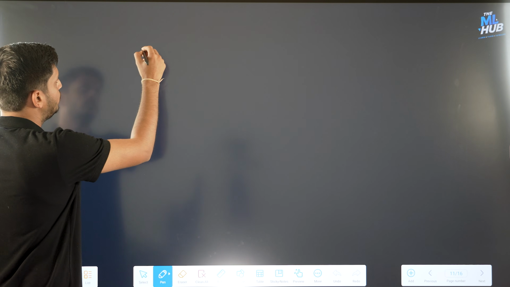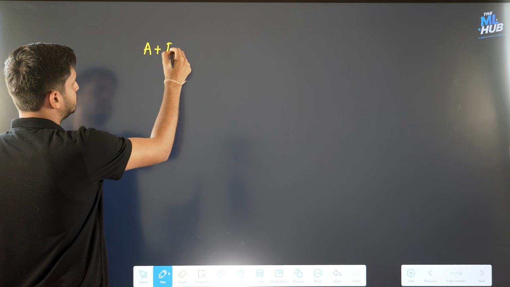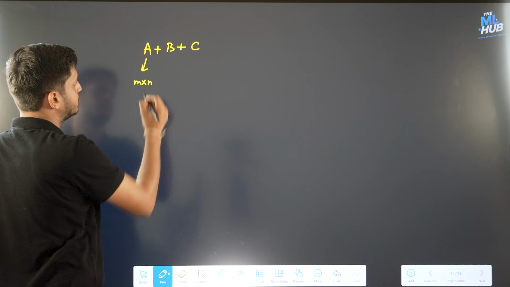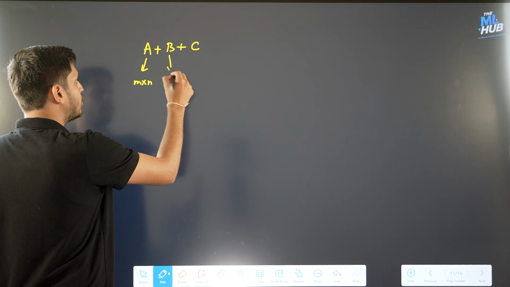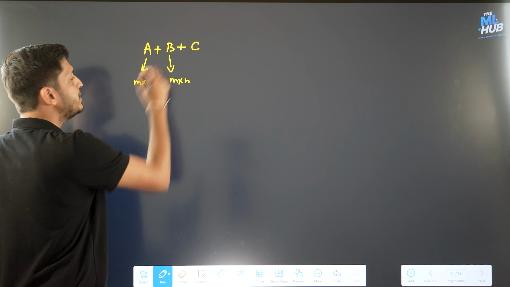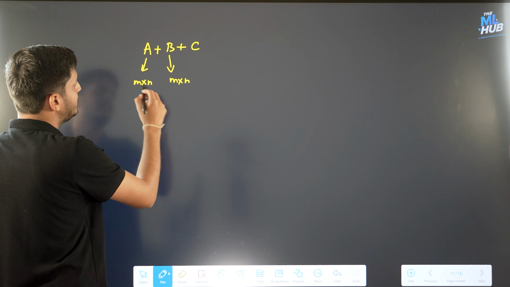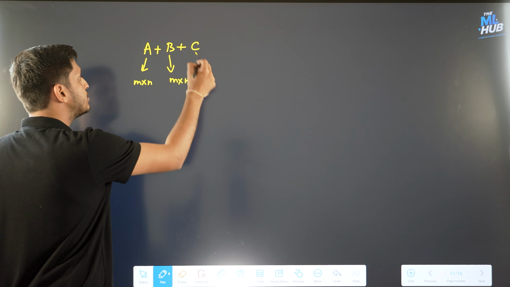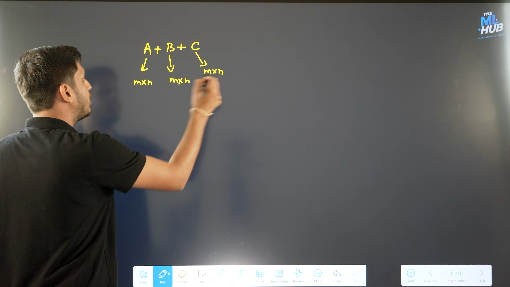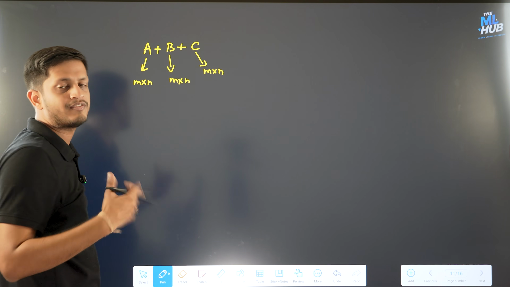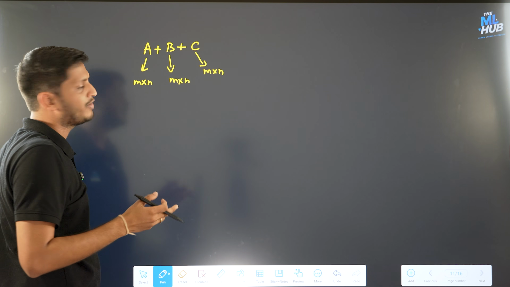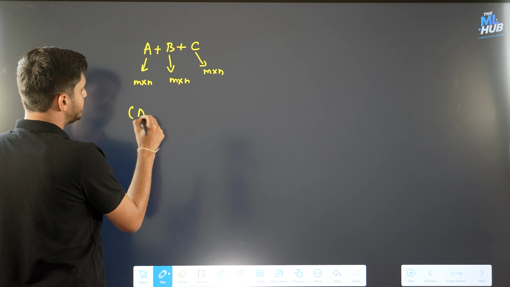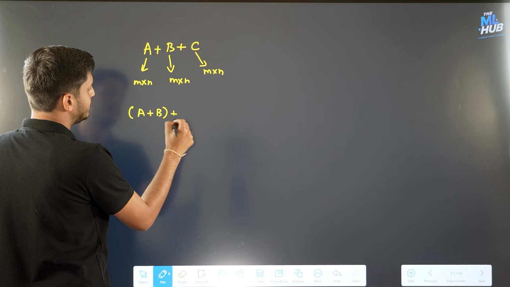So what do we want to do? A plus B plus C. So let's say A has an order m cross n. Then B also must have an order m cross n. Then only you can add A and B. And if you are adding A and B, A plus B will also have order m cross n. And if you want to add that matrix to C, C also must have an order m cross n. So you can add three matrices only if all of them have the same order. If any one of them has a different order, you cannot add them. That is one thing. Now let's say we are performing A plus B plus C in this way.